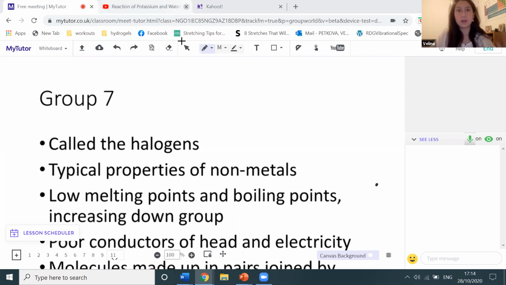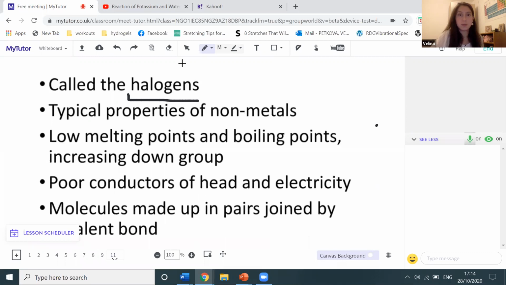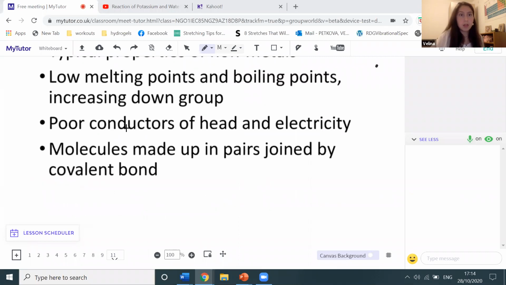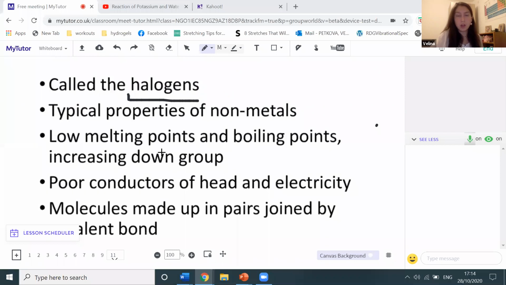So group 7, you may have heard them referred to as the halogens. Commonly in your exams, they might appear as the halogens, and it's really important for you to know this definition. So typical properties, they're just typical non-metals. They have low melting points. A lot of them are a gas at room temperature. Their boiling and melting points increase down the group.